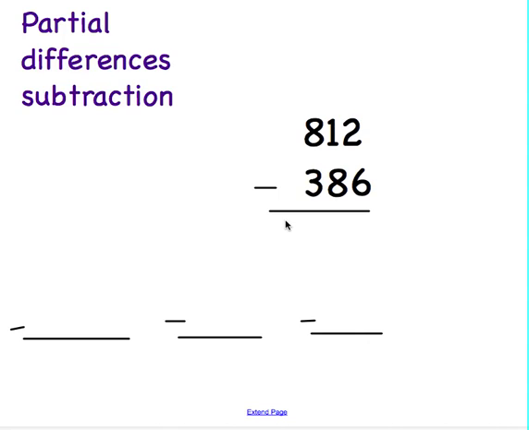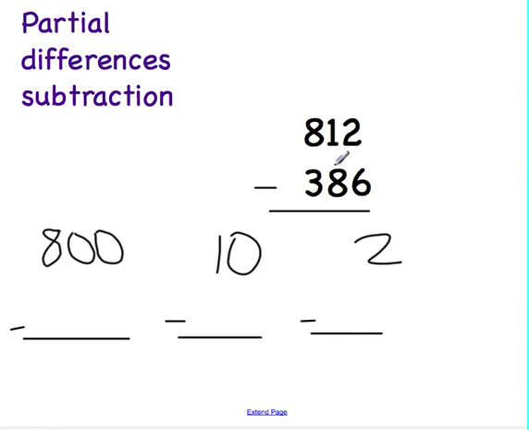Partial differences subtraction. Partial differences is the type of subtraction where we take a number like 812 and we break it up into place value parts. We're going to do that with all the numbers that get subtracted. I'm going to take 812 and turn it into 800 because the 8 is in the hundreds place, 10 is in the tens place, and a 2 is in the ones place.